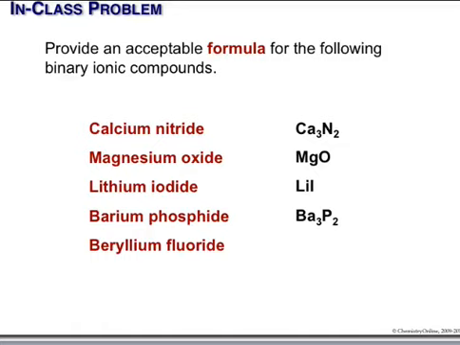Beryllium fluoride, beryllium Be, that's a group 2. Fluorine, halogen, that's going to be a -1. You're going to need 2 fluorines for every beryllium. And that's what it looks like. Any questions?